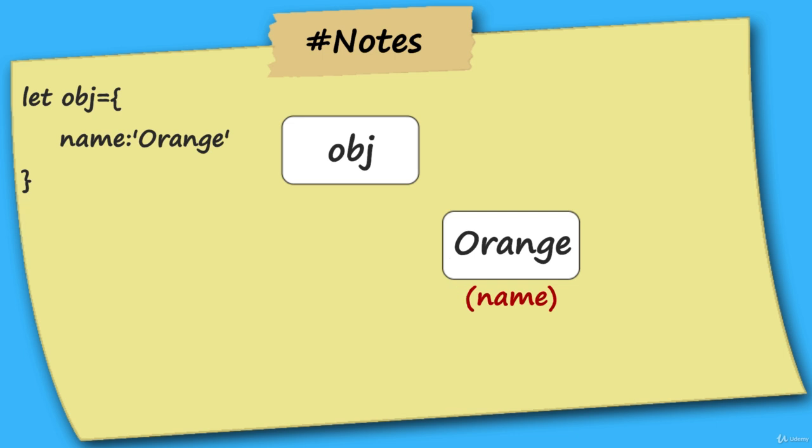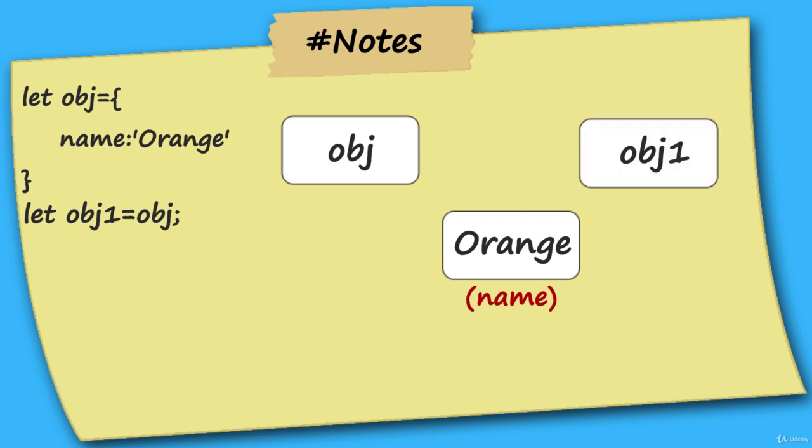Let's expand this code. I'll say let obj is equal to a value, let's say name orange again. Then I will say let obj1 is equal to obj. Now here I am assigning obj1 with obj. So here the reference will be passed. It will look something like this. This is the obj and here is the obj1. The name orange is shared by both the objects.